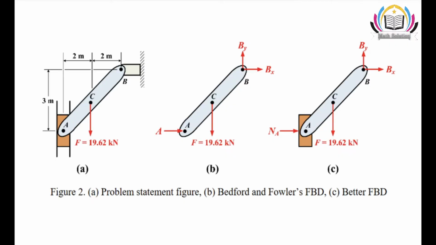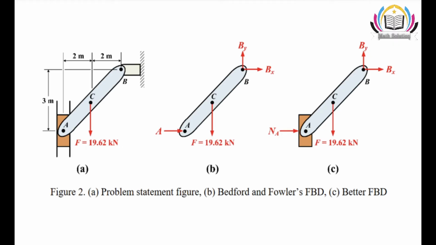Now, we'll draw an arrow representing the force F. The length of the arrow represents the magnitude of the force, which in this case is 19.62 kilonewtons. We'll label it as F equals 19.62 kilonewtons. Remember, arrows on FBDs show only the force's direction and magnitude, not its point of application.